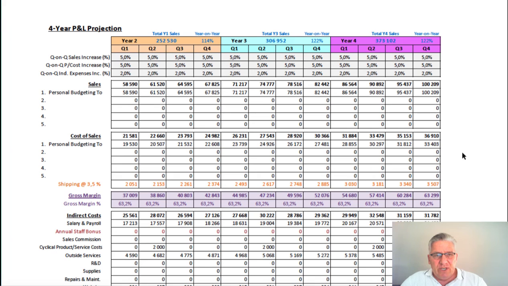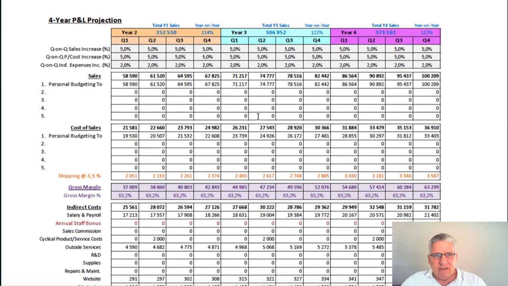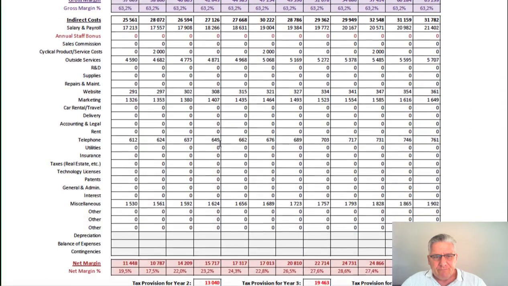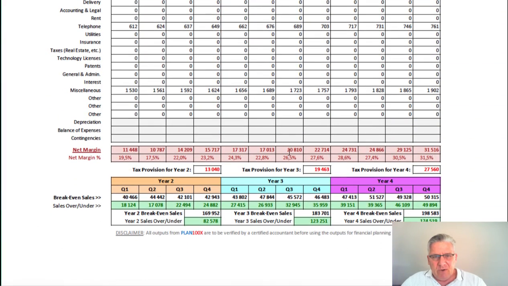Then the 4-year projection, if you recall, we input just the percentages, increases quarter on quarter, and that gave us a 4-year projection based on quarter 4 of year 1. We use that as the average, and we projected that forward. Again, at the bottom, net margin looking really healthy, all above the line, all positive, no holes in that, and the break-even sales at the bottom, all green, looking really, really good.